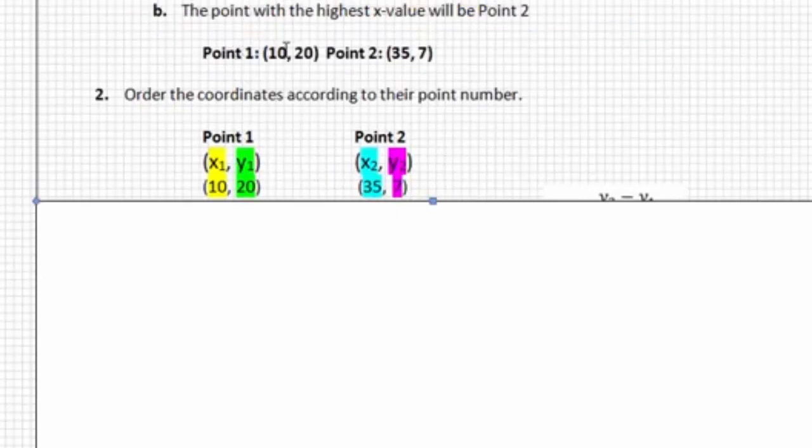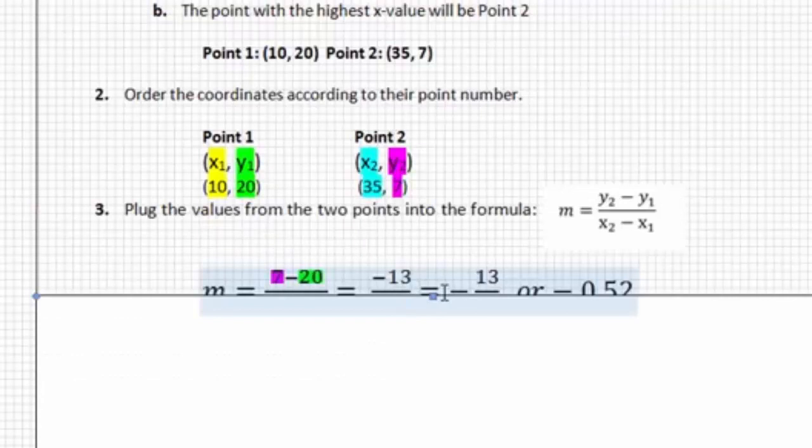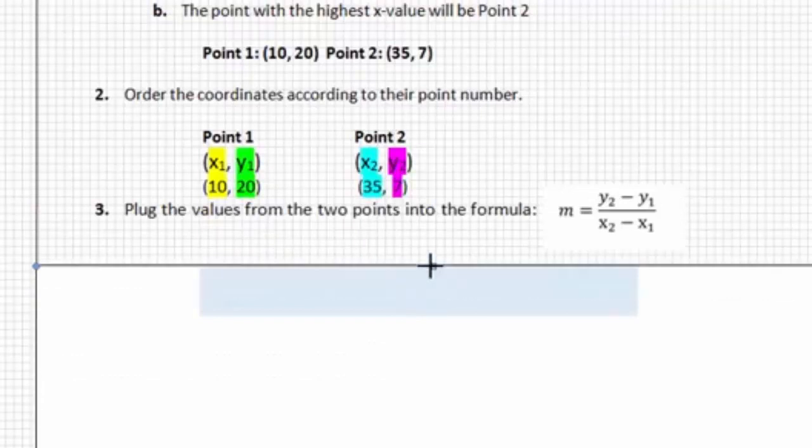So now that we've decided which one is point 1 and which one is point 2, and we've labeled their x and y values accordingly, now we are ready for the equation. So here is the formula.